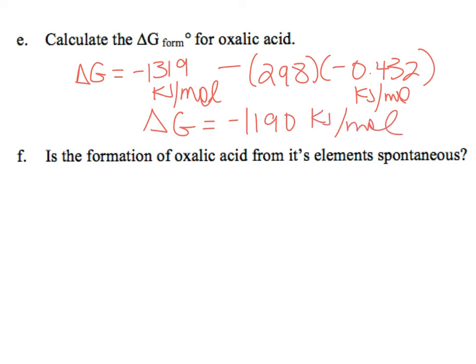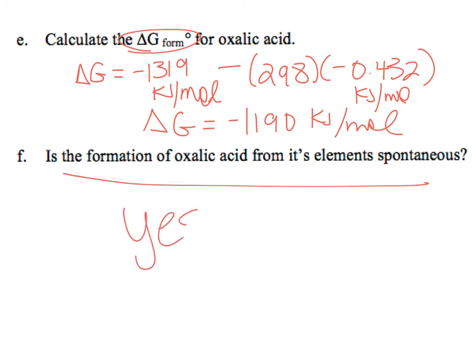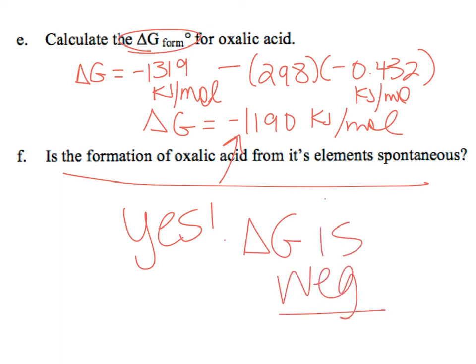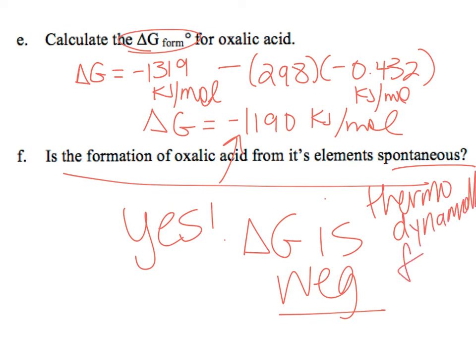And the last question, this is again the amount of heat or free energy associated with forming 1 mole of oxalic acid from its elements. Is the formation of oxalic acid from its elements spontaneous? Yes. And why? Because our delta G is negative. And just a reminder, you won't be asked if it's spontaneous, you'll be asked if it is thermodynamically favored. And the answer would be yes, because delta G is negative.